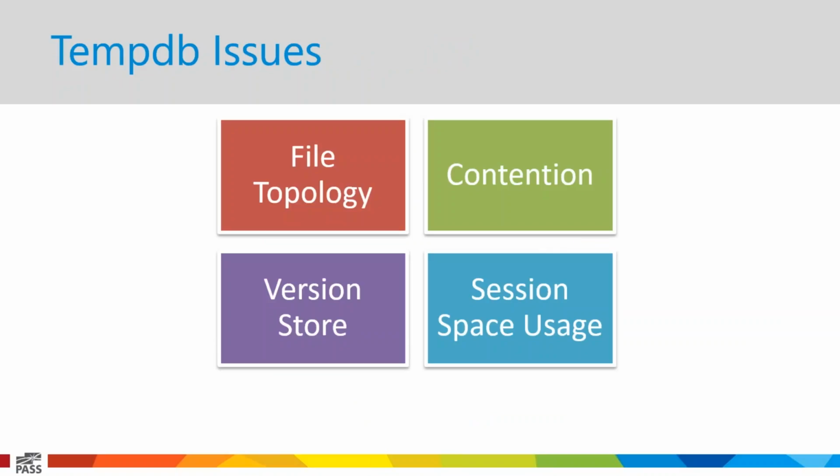So the Tempdb issues we're going to be covering today are these four. This is actually a topic I could go on for 90 minutes, 2 hours at least. But the ones we're going to cover today are issues of file topology, contention, version store, and session space usage. So we'll step through each of these in turn, starting with file topology. When I'm talking about file topology, I'm talking about the actual allocation of the files, the size of them, the location, etc. within the system.